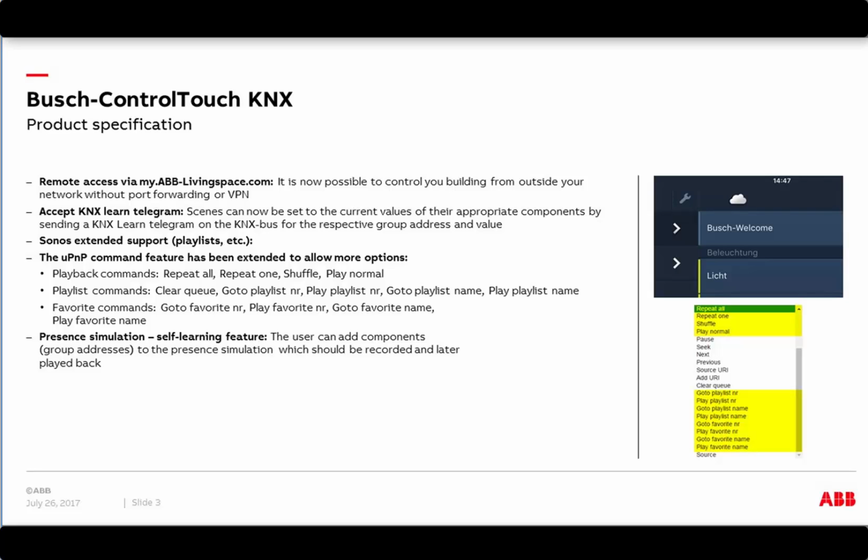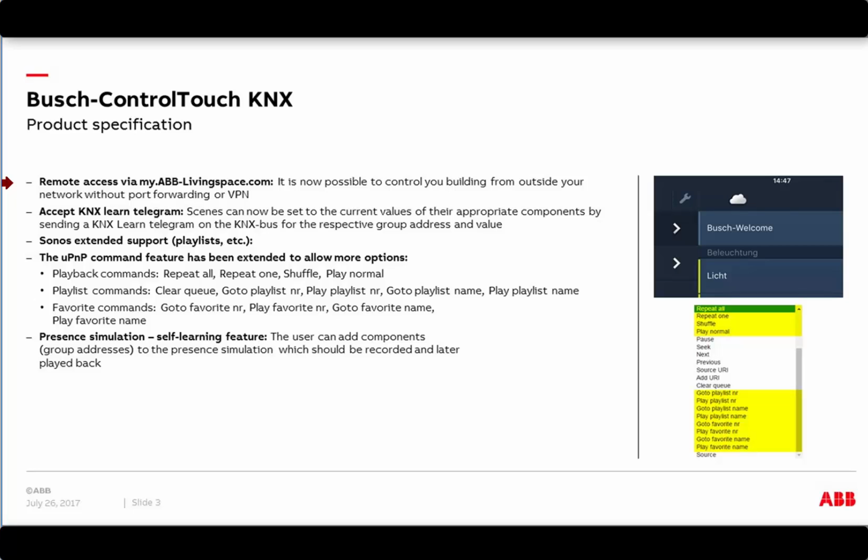Now in details. With integration into the My ABB Living Space service, you now have a more comfortable solution to control your home and/or building over remote access. VPN or port forwarding is not necessary anymore. All you need is a My ABB Living Space account and the booking of the remote service. The service costs around 2.5 euros per month and gives you a much more secure connection to your home.